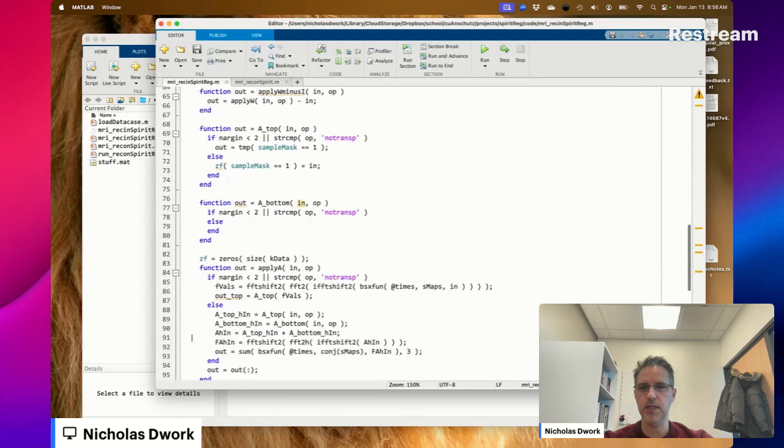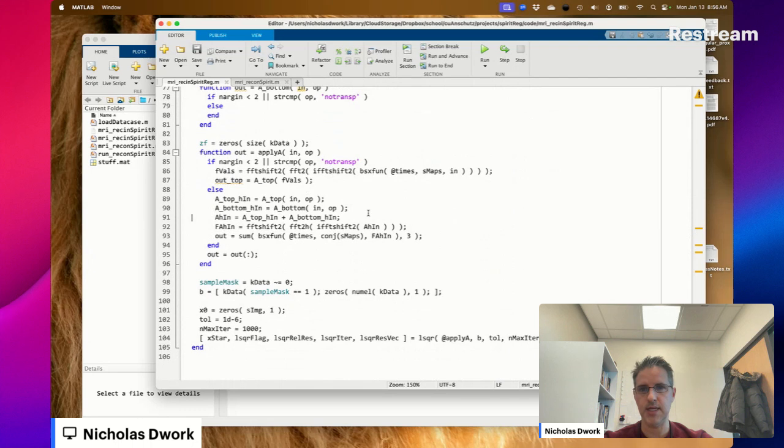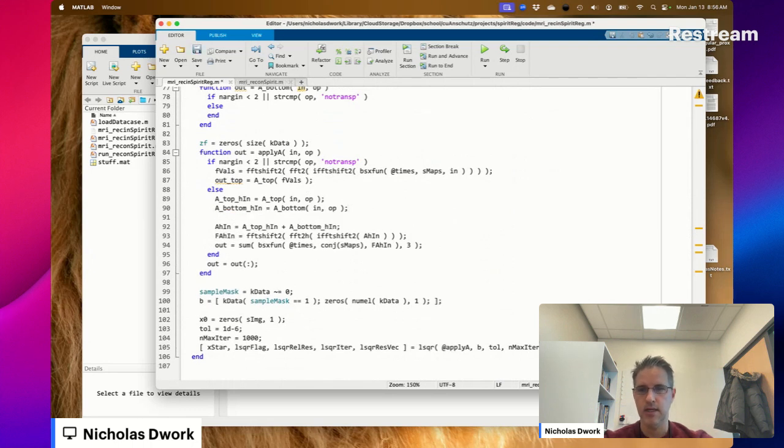I think they're both going to be the same size, and I think they're going to be the same size of the image. So what I'm going to do is put an error statement here with a check, with a reminder to check that a top h in and a bottom h in are the same size. If they're not, we'll deal with it.